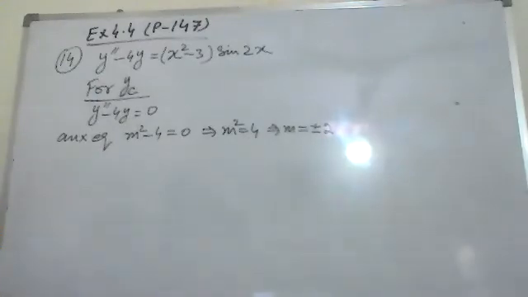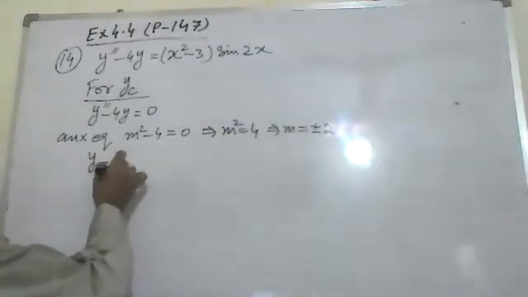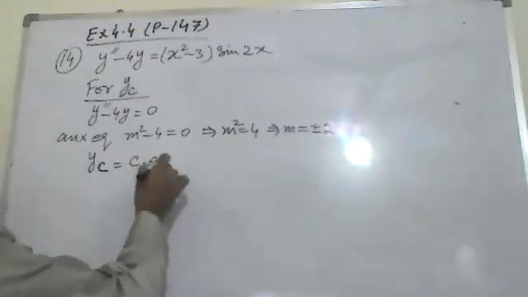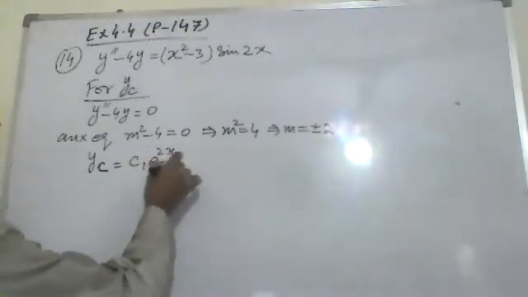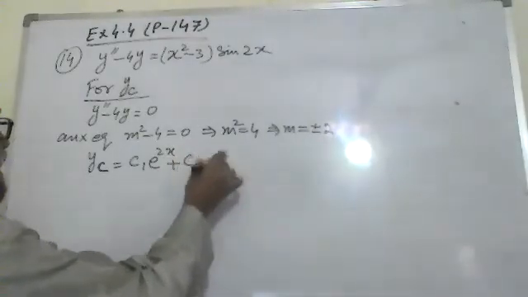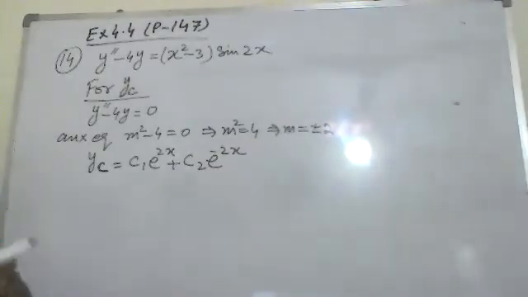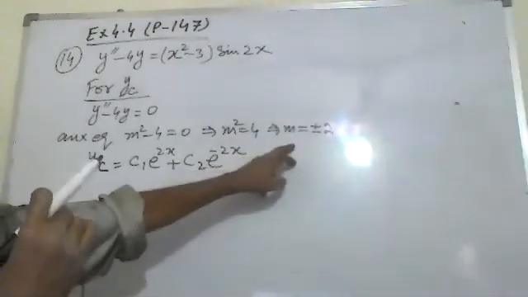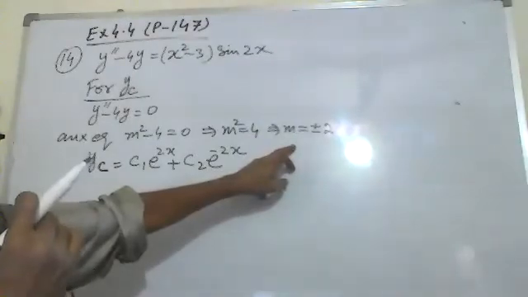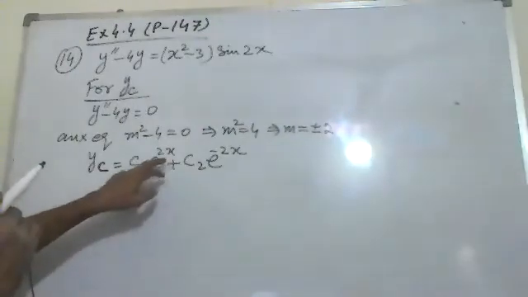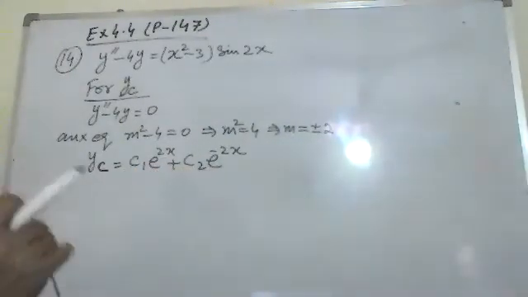Okay. So this is the value of m. So yc will become C1 e raised to power 2x plus C2 e raised to power minus 2x. These are the two real and distinct solutions. So therefore, C1 e raised to power 2x plus C2 e raised to power minus 2x, this is yc.